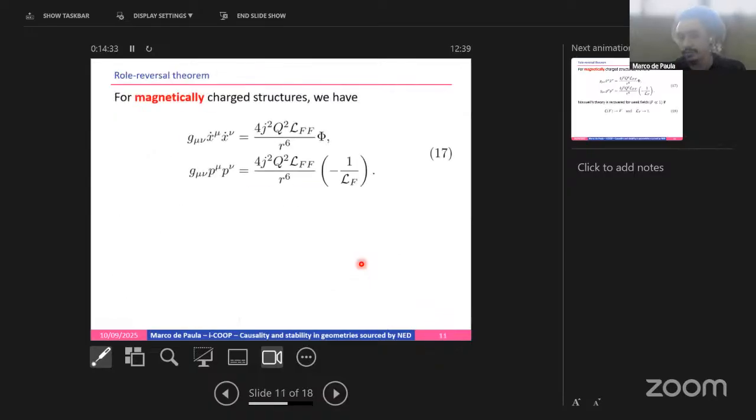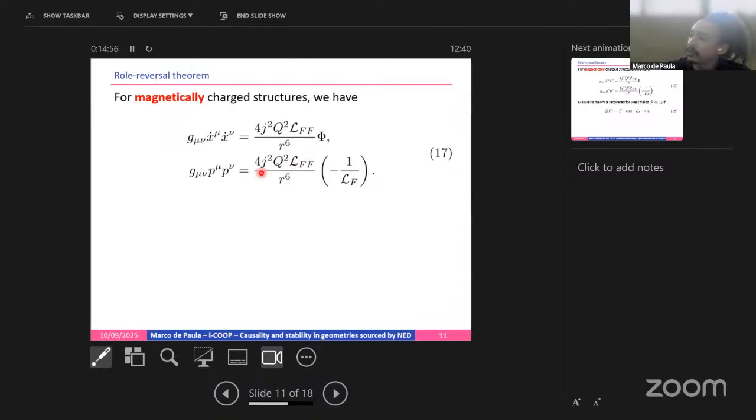So now we can move to the first theorem. If you consider magnetically charged structures, we have this set of equations given by equation 17. So the first equation is the norm of the four-velocity. We have not considered any model by now. It's just the general setup. We're gonna use the models to test our results to see if they are correct or not.